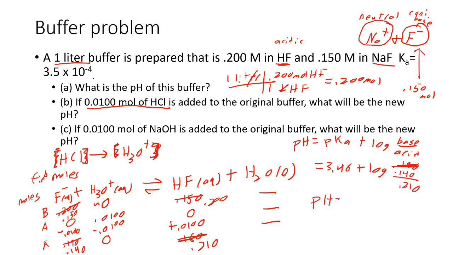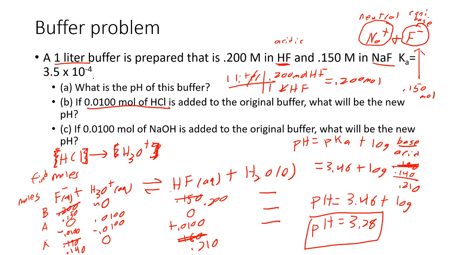So our pH equals 3.46 plus the log. Let's do that. Log of 0.14 divided by 0.21. So that's going to give us 3.46 plus that. Yes, we will get our pH. My cursor disappeared on me again. There we go. pH equals 3.28. So there's our pH. So that'll be for part B.